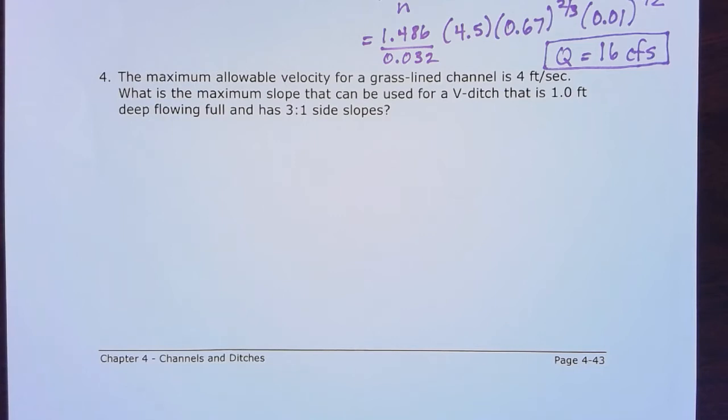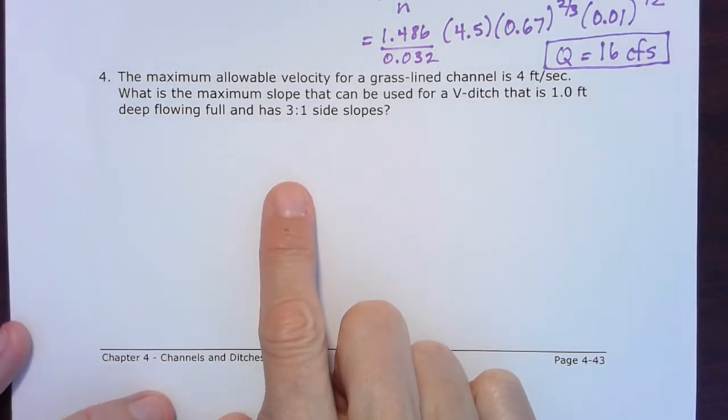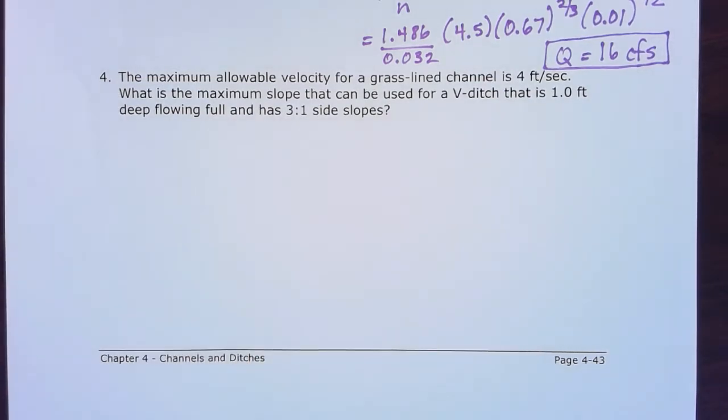All right, last homework problem for this first section of chapter 4. So this is homework problem 4. We're asked to find the maximum velocity for a grass line channel. Now we're told that it's 4 feet per second, and we want to find the maximum slope that can be used for a V ditch. So not a trapezoidal channel that is 1 foot deep, flowing full, and has 3 to 1 side slopes.